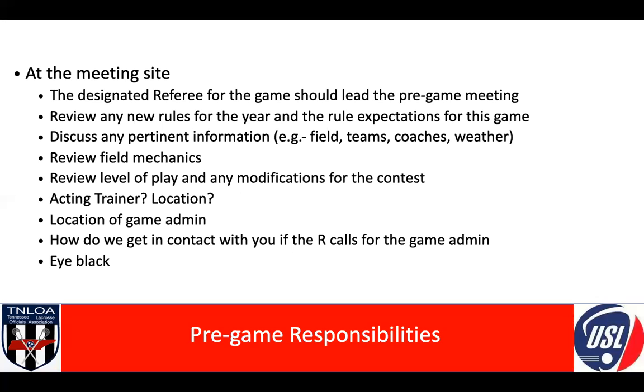Hey, I had a middle school game last. Now I'm at JV. What are the rule differences? If we're doing a Division II lower end high school game, are we going to be a little less lenient when it comes to foul adjudication? Or are we going to be a little more strict? Is there an acting trainer? And where's the location of said trainer on the game?